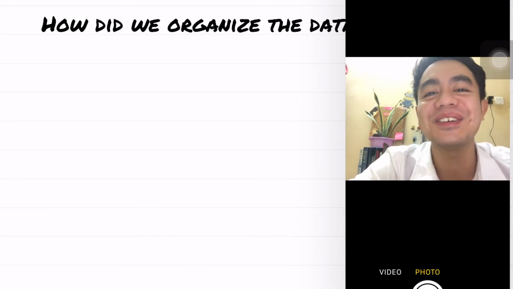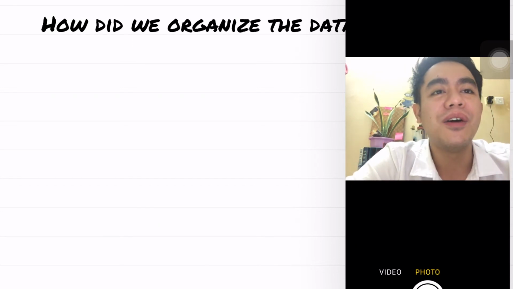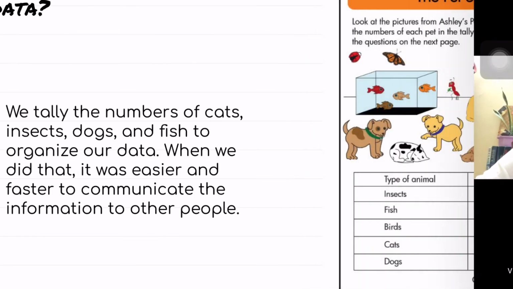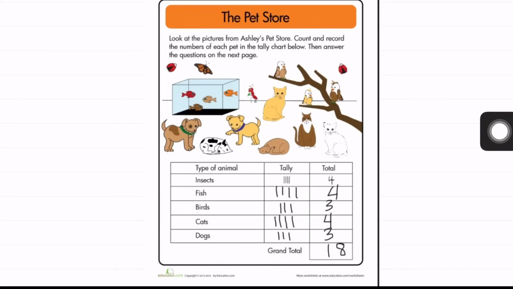All right. So thank you for thinking about that. So how did we organize the data? I have my answer here. I will show you my answer here. Look. Isn't it that we tally the numbers of cats, insects, dogs, and fish to organize our data? Yes, we did. Like, if it was like this, it was not organized. It was not very clear.